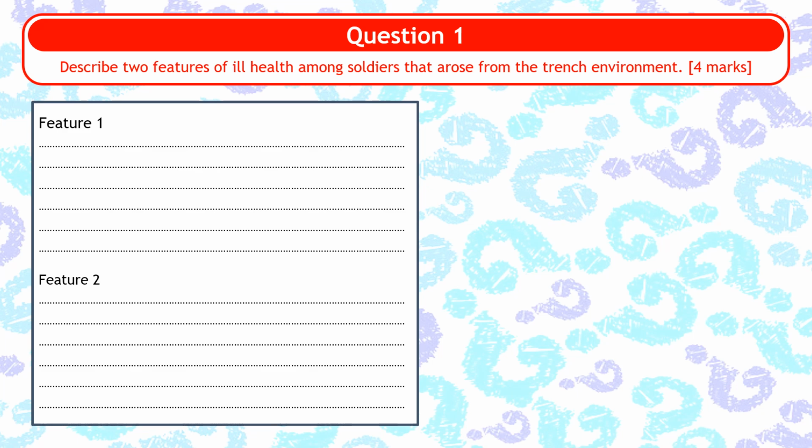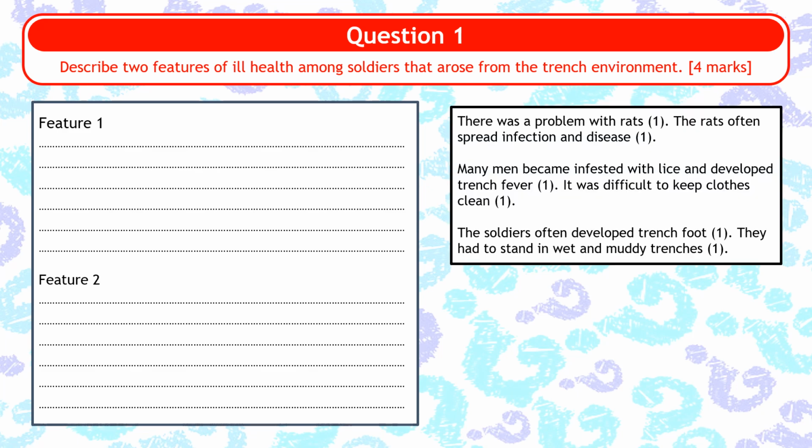Okay, here are some model answers that you could use. You could have said that one feature was that there was a problem with rats, and then the explanation is that rats often spread infection and disease. You could have said that many men became infested with lice and developed something called trench fever, and the explanation is it was difficult to keep clothes clean. And the final feature you could have chosen was the soldiers often developed trench foot, and they had to stand in wet and muddy trenches, which would have caused it.